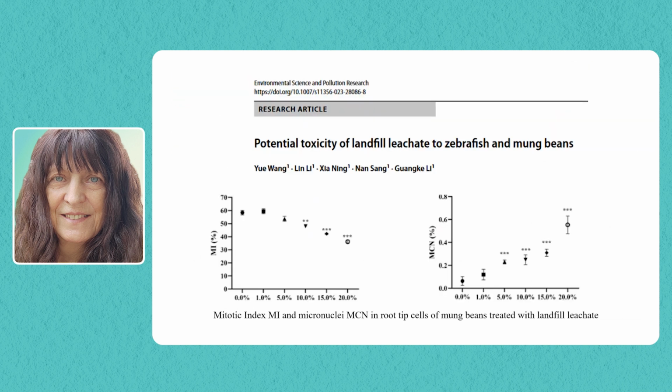You can also use plants. This is a paper which investigates the toxicity of landfill leachates, and there's zebrafish, but there are also mung beans. You can use the seedlings of these, and this is a mitotic index. This is a micronucleus frequency. You can use the root tips because the roots grow fast. You have a lot of mitotic activity in there, and you can then analyze the resulting micronuclei very well.